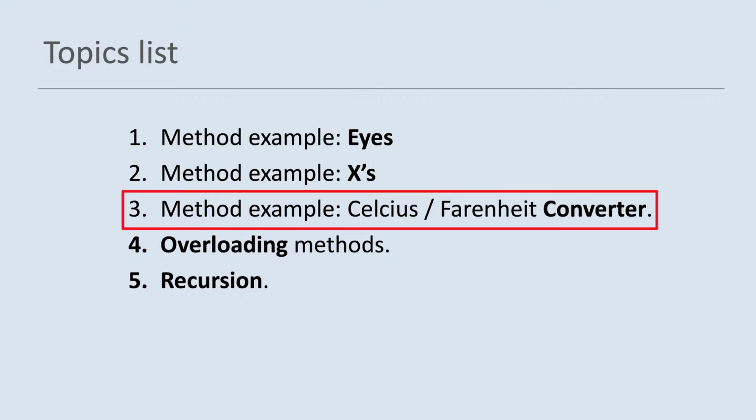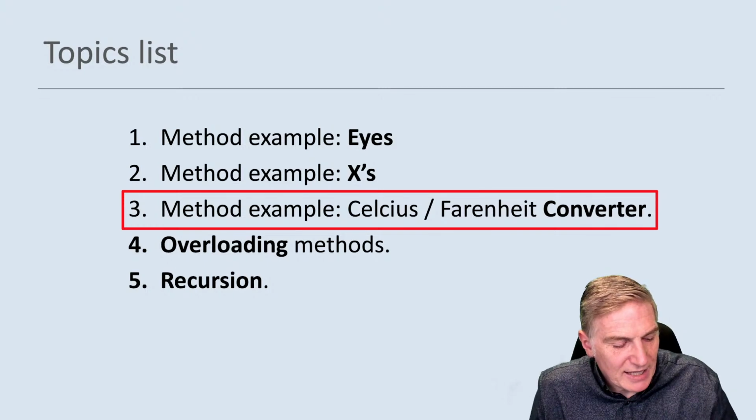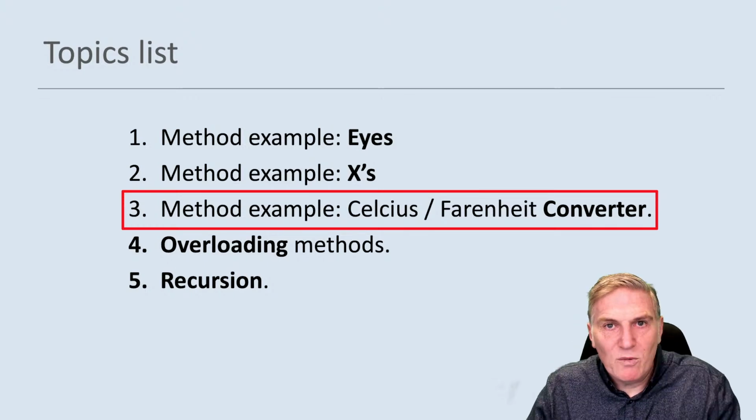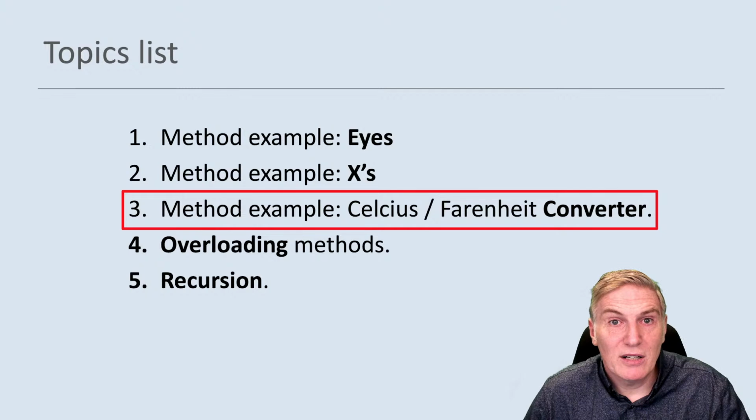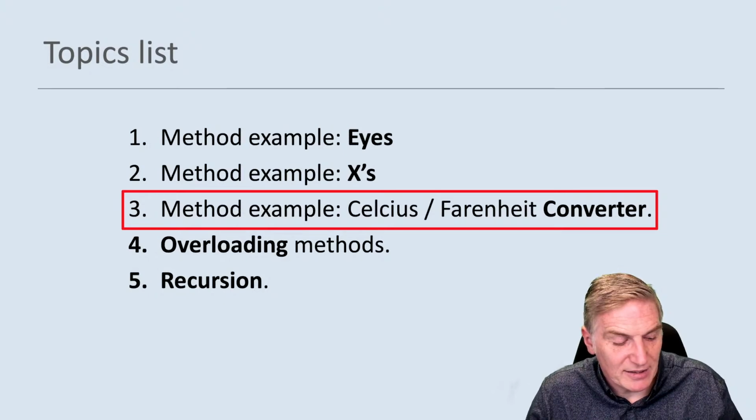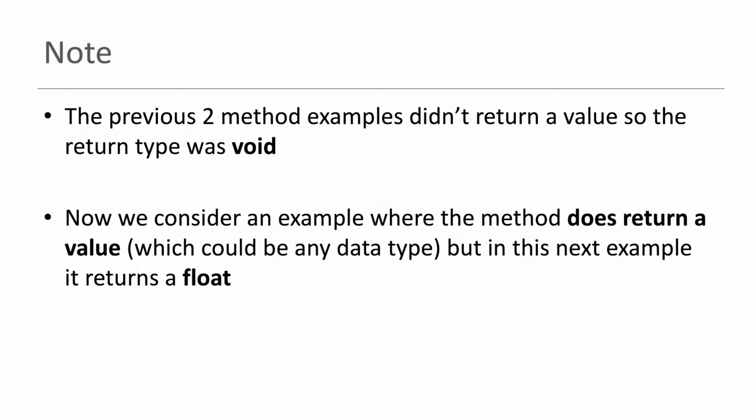So with both the I's and the X's, what we saw was there is no return value. Making a return value seems to be causing some trouble. So we're going to take a look at a Celsius to Fahrenheit converter. Okay. The previous 2 method examples didn't return a value, so the return type was void. Now we consider an example where the method does return a value. In this next example, we're going to return a float.